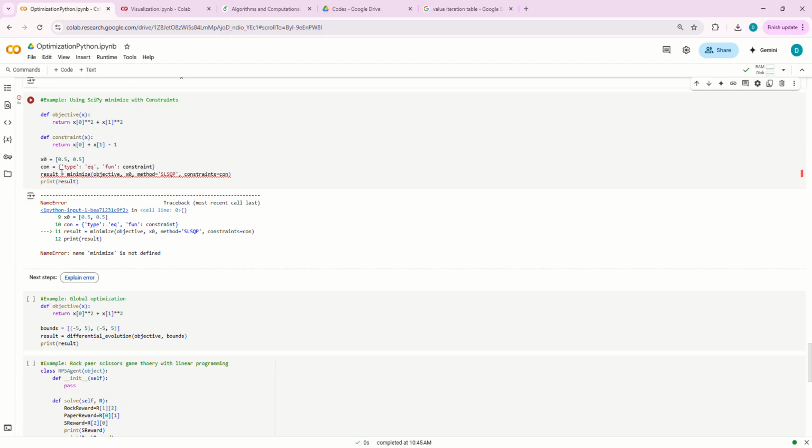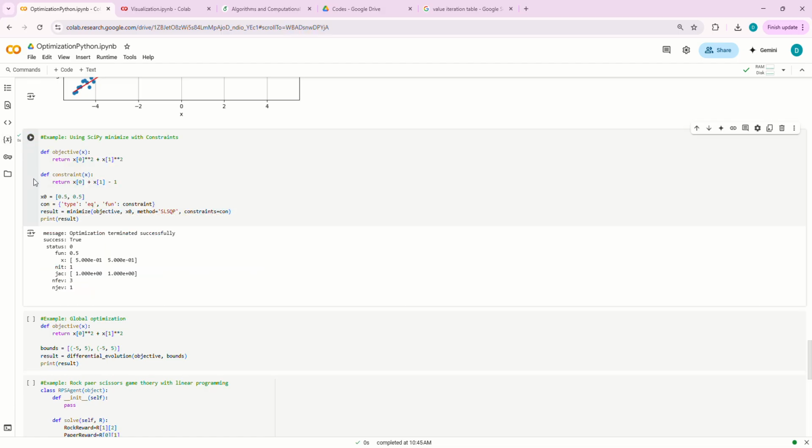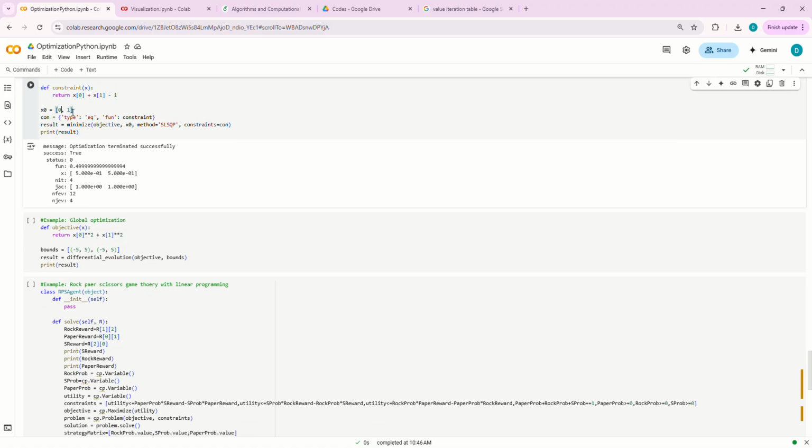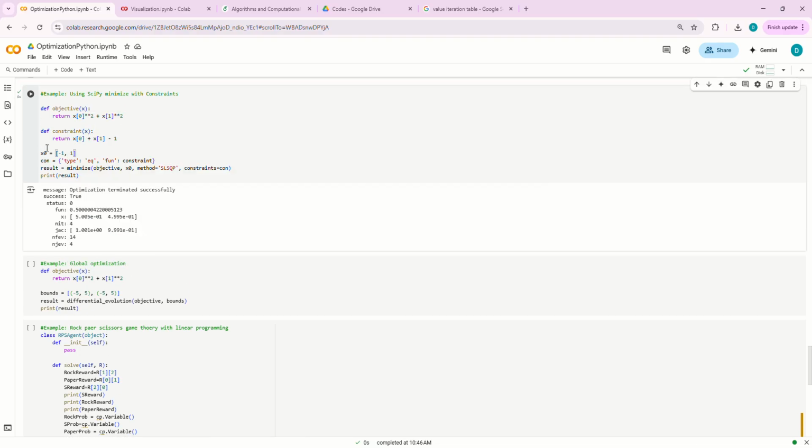And then you can also minimize using SciPy with constraints. So now we've decided that x is between 0.5 and 1. So we don't allow it to go fully to 0. We'll find the optimum with these set constraints.